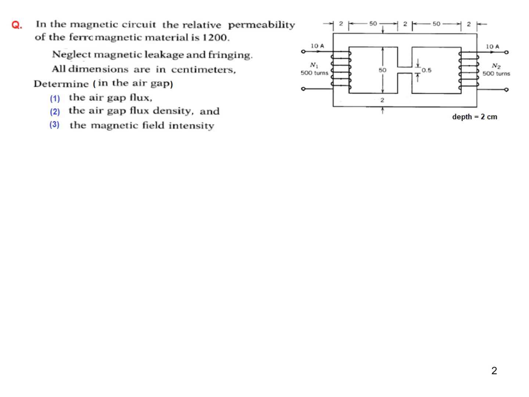Neglect the magnetic leakage and fringing, so through the air gap we neglect that there is any fringing, that is, the magnetic field lines coming out of this. Then we have to determine the flux in the air gap, the flux density in the air gap, and the magnetic field intensity in the air gap.